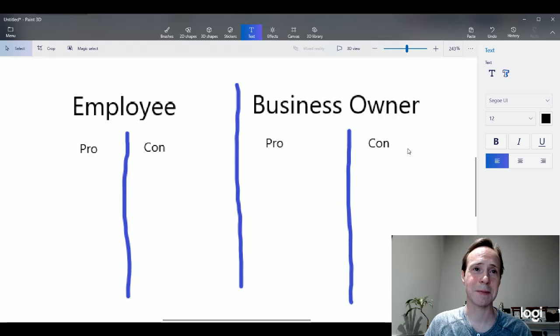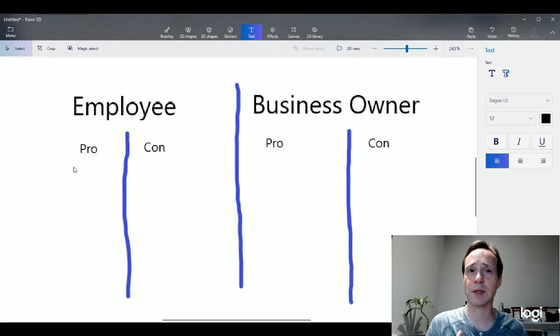Pros, cons, right? What you've got to think about is whenever you do any kind of business relationship, in the case of employee versus employer, the employee is trying to get the most value and the employer is trying to get the most value. So they're both competing to get the most value. And they sort of come to an agreement where they both feel that they're getting the most value for whatever it is that they're supplying.